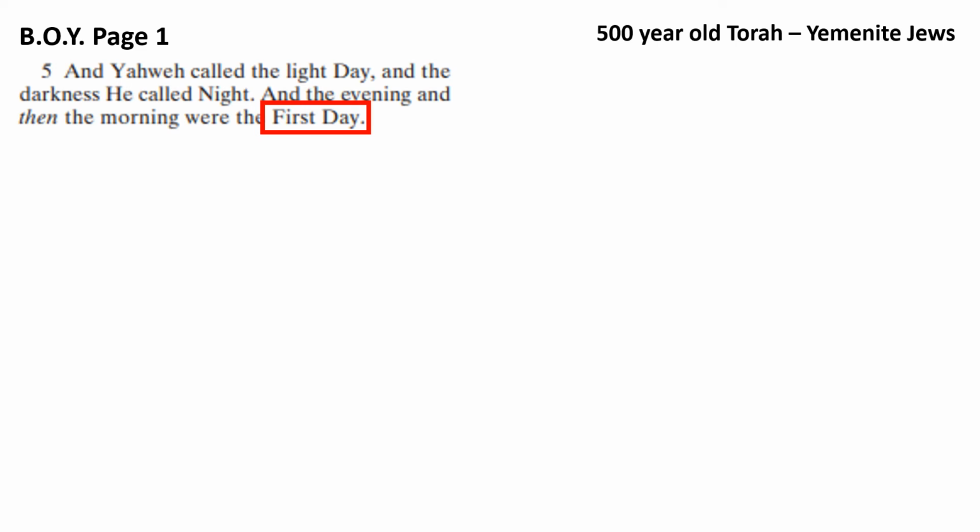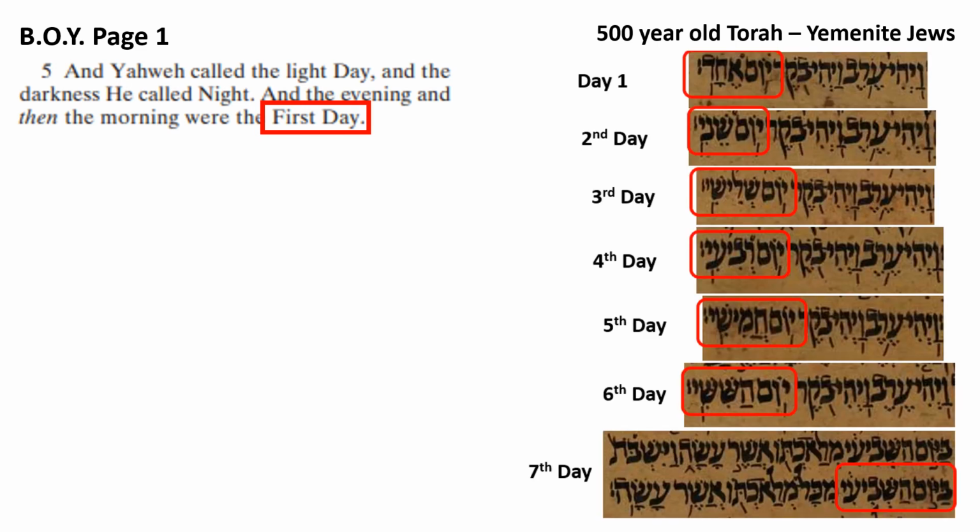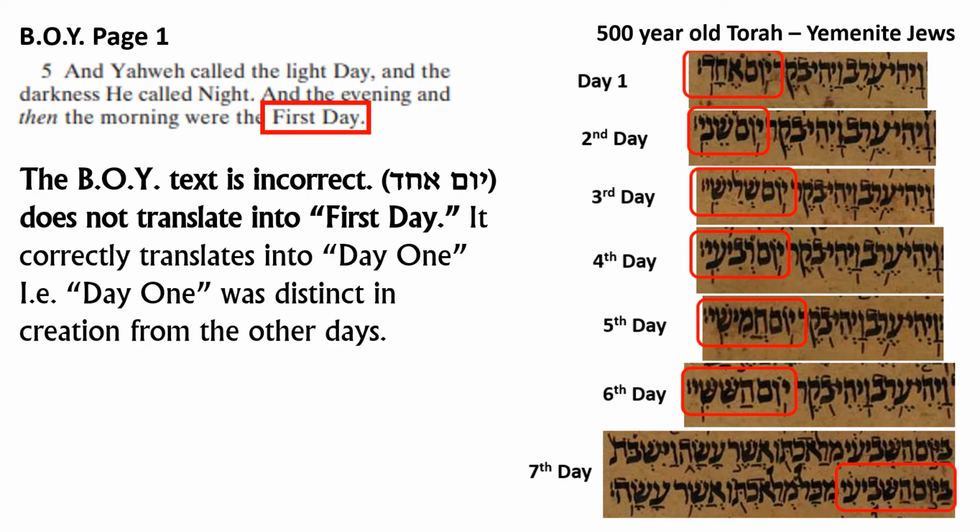Because if you look at ancient texts, it doesn't say first day. The way it's written in Hebrew is Yom Echad, and Yom Echad means day one. If you look at what I have on the right side, from an ancient Hebrew text, the way the creation story goes is day one, second day, third day, fourth day, fifth day, sixth day, seventh day. So all the other terms used for every other day are second, third, fourth, fifth, where the first one is mentioned as day one.